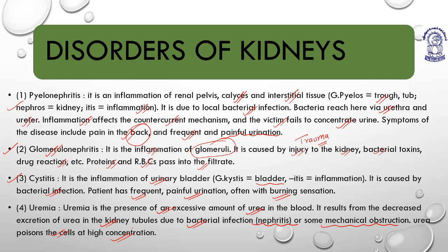So uremia is the presence of an excessive amount of urea in the blood, which is due to failure of kidney tubules to excrete urea due to bacterial infection known as nephritis. The failure of excretion of urea may be due to mechanical obstruction, and urea poisons the cell at very high concentration and may lead to different other complications.